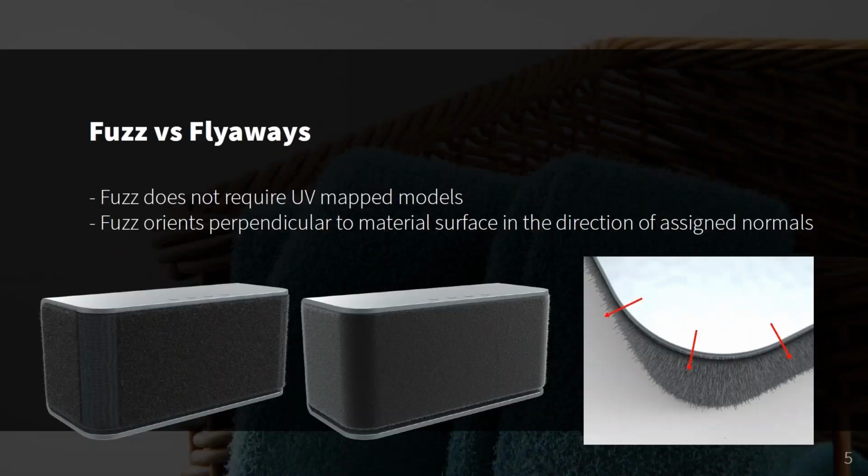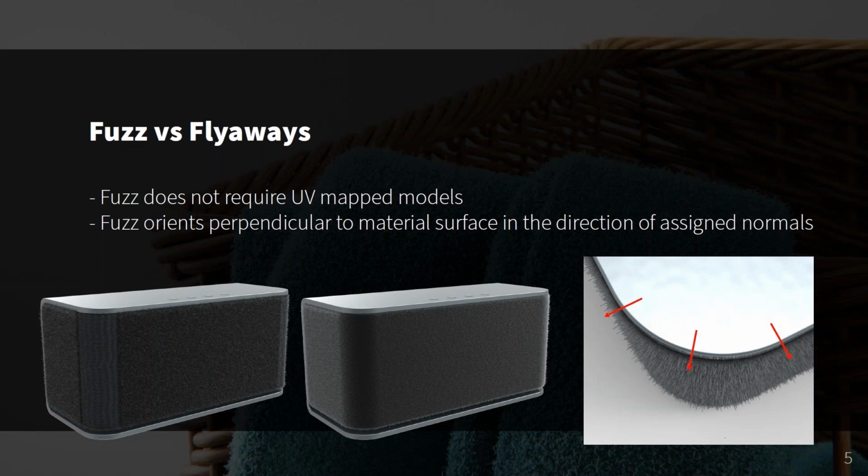Unlike Flyaways, which require accurately mapped UVs to achieve the best results, Fuzz applies to any material and is able by default to map in a perpendicular manner over surface curvatures. For applications that require strands to protrude in specific directions or in specific patterns, control over these elements can be achieved through the material graph, which we'll cover a little later in this webinar.